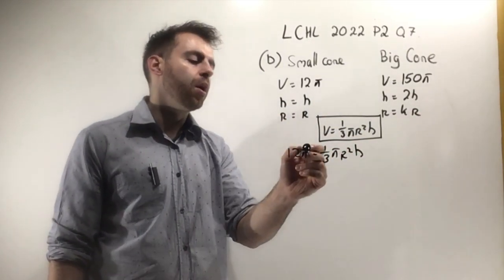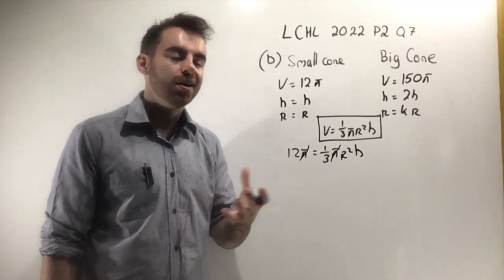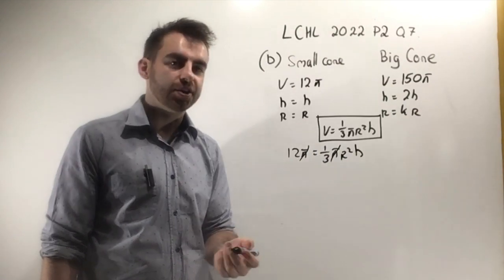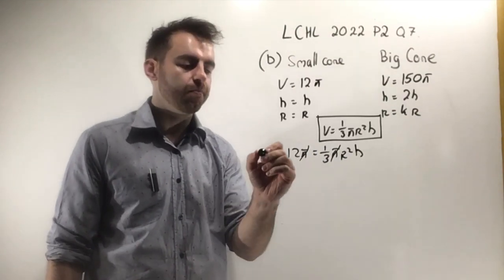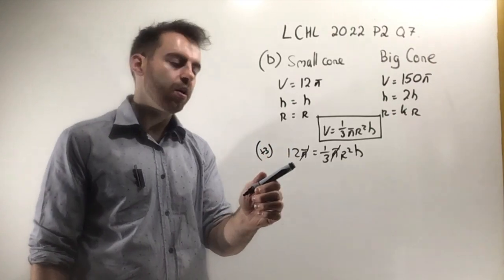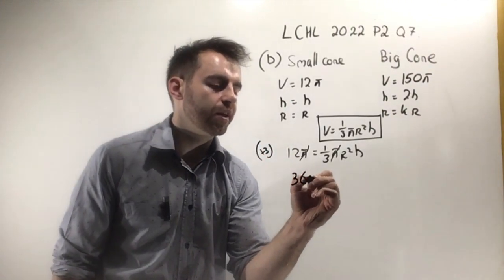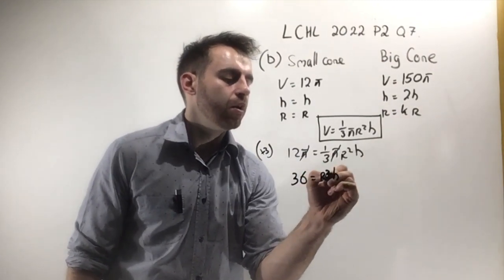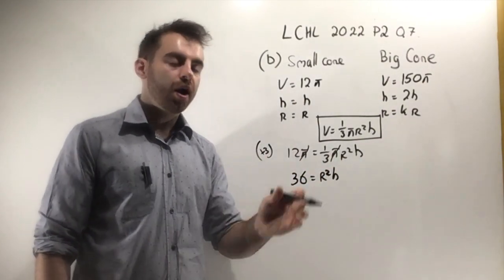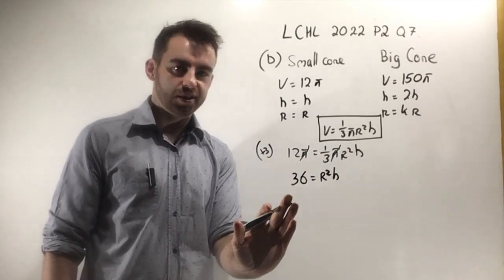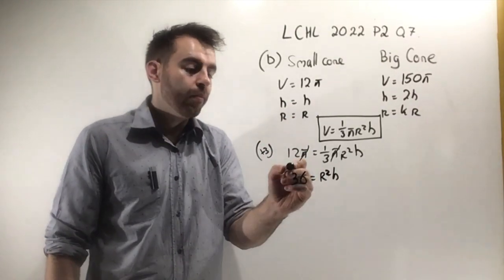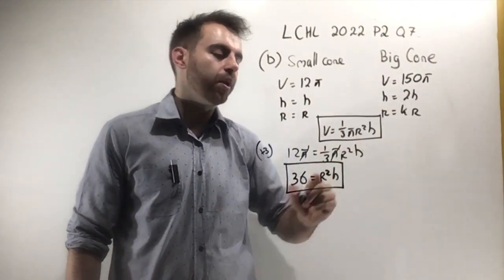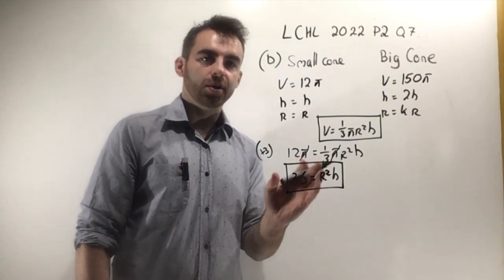Now what I could do, I could divide both sides by π, and the π's essentially will be eliminated. Then, to get rid of the fraction, I could multiply both sides by 3. So if I multiply both sides by 3, well, 12 multiplied by 3 is 36, and 1/3 by 3 just cancels out, so I'm left with r²h. So from the information on the small cone, I can say that r²h = 36. Now, for the moment, that's a dead end. I can't go any further there, so I'm going to sub into the information for the big cone and see how this could be useful later on.